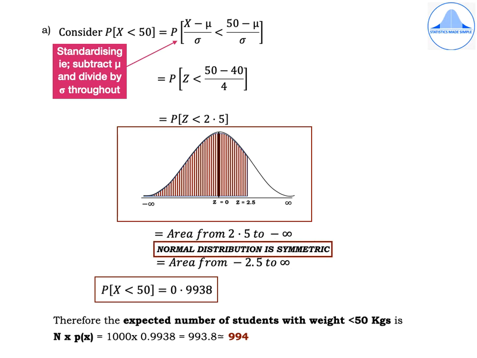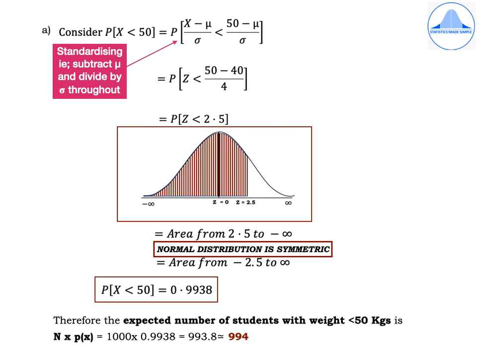In the first subdivision, we need to find out the number of students whose weight is less than 50 kgs. So first we need to find out the probability of x less than 50, and whatever answer we get, we have to multiply with the total number of students. So start the first subdivision with: consider probability of capital X less than 50.